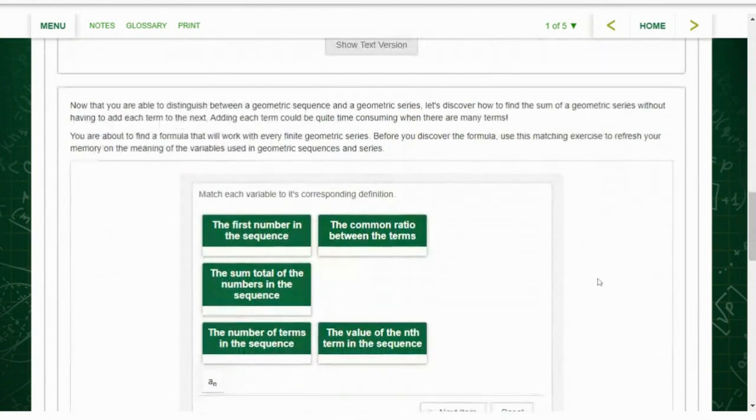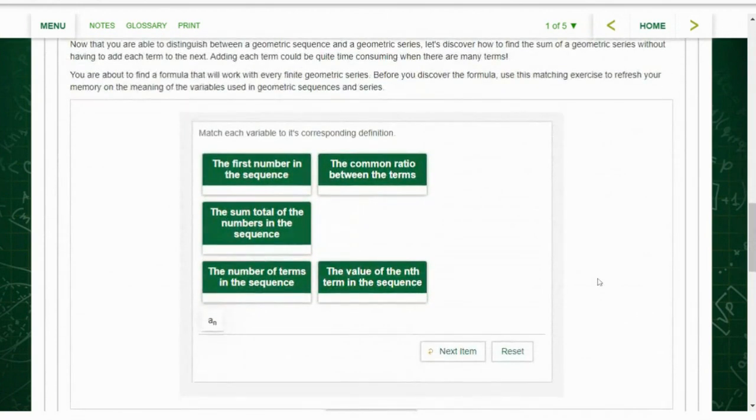All right. Now they want us to match terms. This is also important. This is our vocabulary that we're using. We have to know the proper vocabulary to know how to use our formulas. So here are our 5 choices: the first number in the sequence, the common ratio between the terms, the sum total of the numbers in the sequence, the number of terms in the sequence, or the value of the nth term in the sequence. And the first thing we have down at the bottom is a sub n.